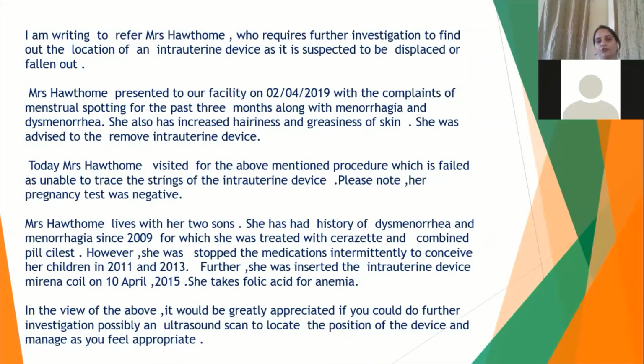Now in the last paragraph we will write the past medical history. The second paragraph, as I told you, has the secondary information, that she requires further IUD, so we mentioned that. And in the last paragraph, the past medical history and the social history, that she lives with her two sons. She had a history of dysmenorrhea and menorrhagia since 2009. She was treated with this medication. In between, this medication was stopped in 2011 and 13 in order to conceive children in those years. Further, she was inserted with an intrauterine device, Mirena coil, in April 2015.